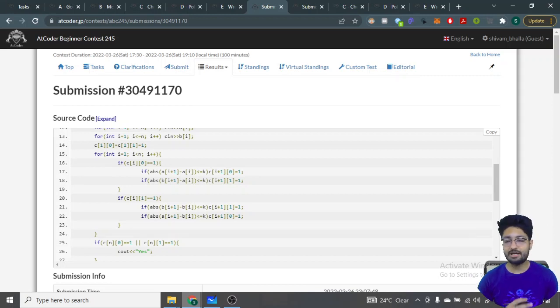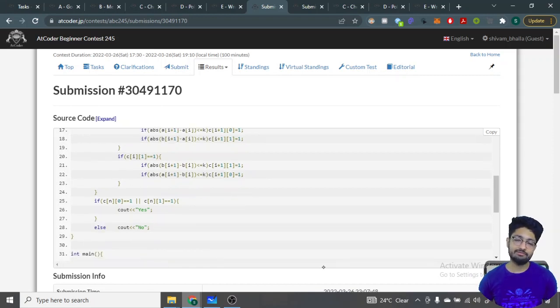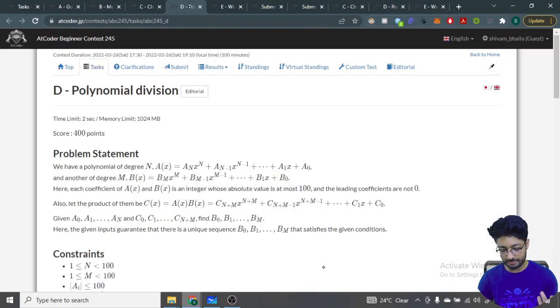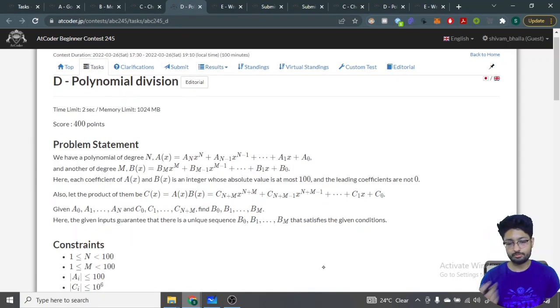And in the end, when I have filled the whole table, then if the last element is equal to 1, which means that I have successfully filled all the elements, then the answer is yes, or the answer is no. So it's some sort of a DP table. You just have to learn about it, and that's the whole problem.